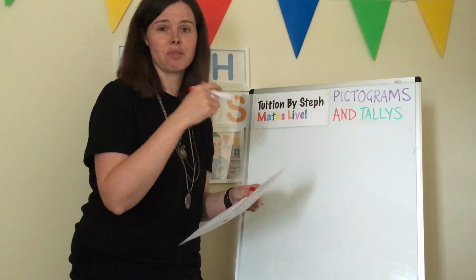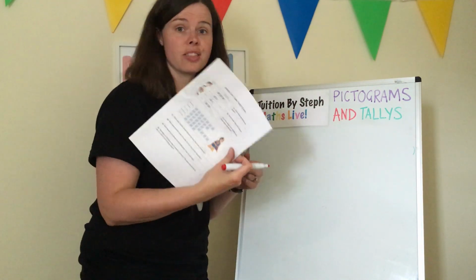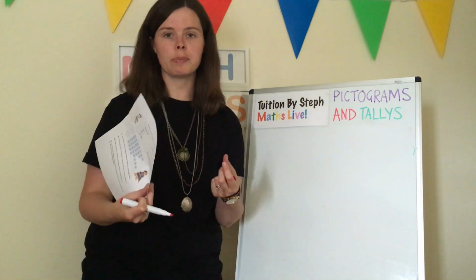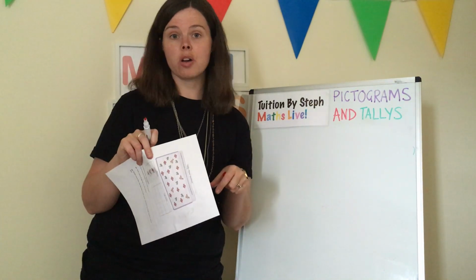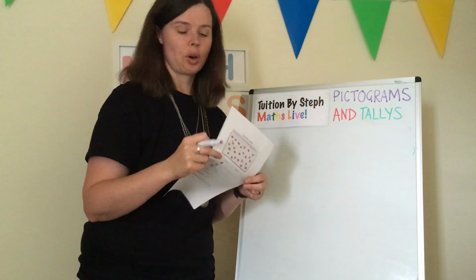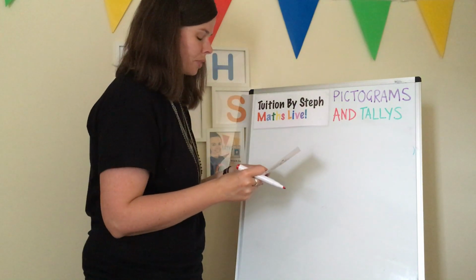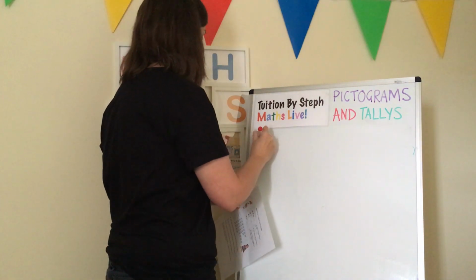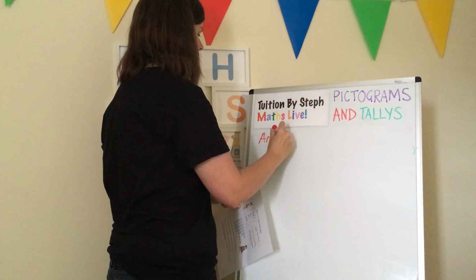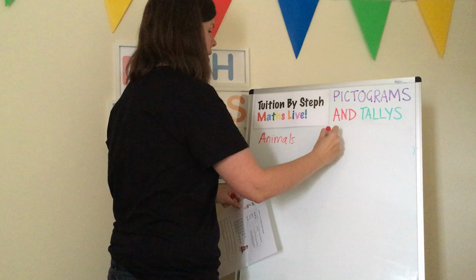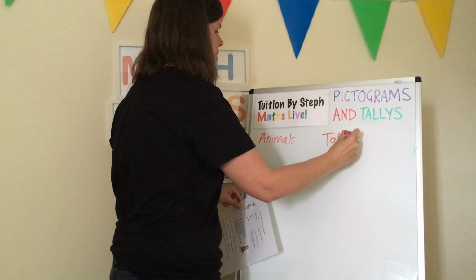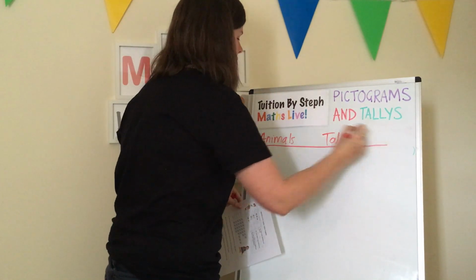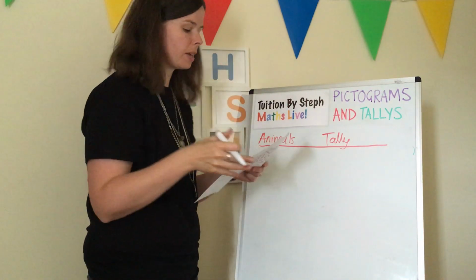I'm just going to go through the answers to the tally chart. Again, this is another one that is available for you to download and have a go before the lesson, and then we'll go through the answers. The first one was animals. So you had different animals, and you had the tally chart. I'll talk through this one a bit more and I'll give you the answers for the rest.